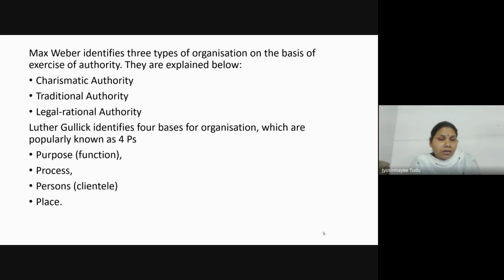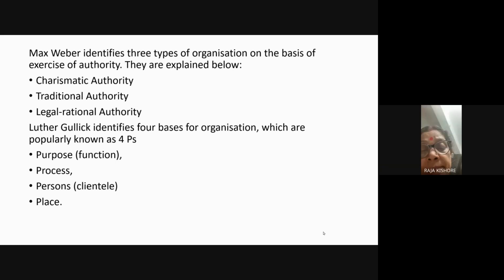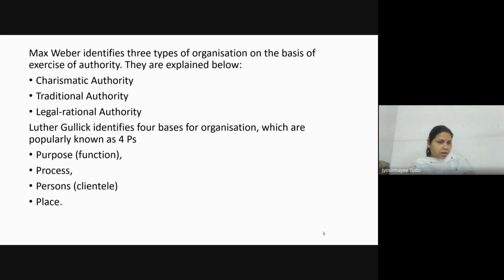So here the exercise of authority is not on the basis of any kind of personal association or social association, like in the case of traditional authority, where the king needs to be obeyed, or the subjects need to follow the king, because the king and his family continue to rule in the concerned territory. So that's why that person needs to be obeyed. Here the obedience is determined only on the basis of social status. Whereas in legal rational authority, the basis of obedience, or of following the hierarchy, is legality.